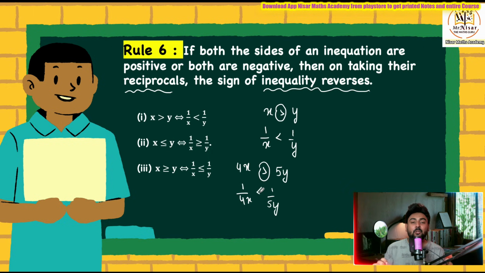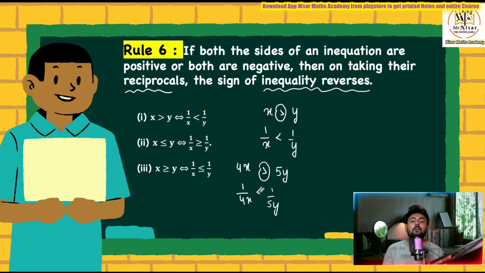I hope the rules are quite clear to you. Come on, let's revise all the 6 rules at once, children. What was the first rule? The positive will go to the other side and becomes negative. Second rule, negative will go to the other side and becomes positive. Third rule, if you multiply both the sides or divide both the sides by a positive number, the sign of inequality will not change, it will remain as it is. Rule number 4, if you multiply or divide both the sides of an inequation by a negative number, here I am talking about the negative number, the sign of inequality reverses.